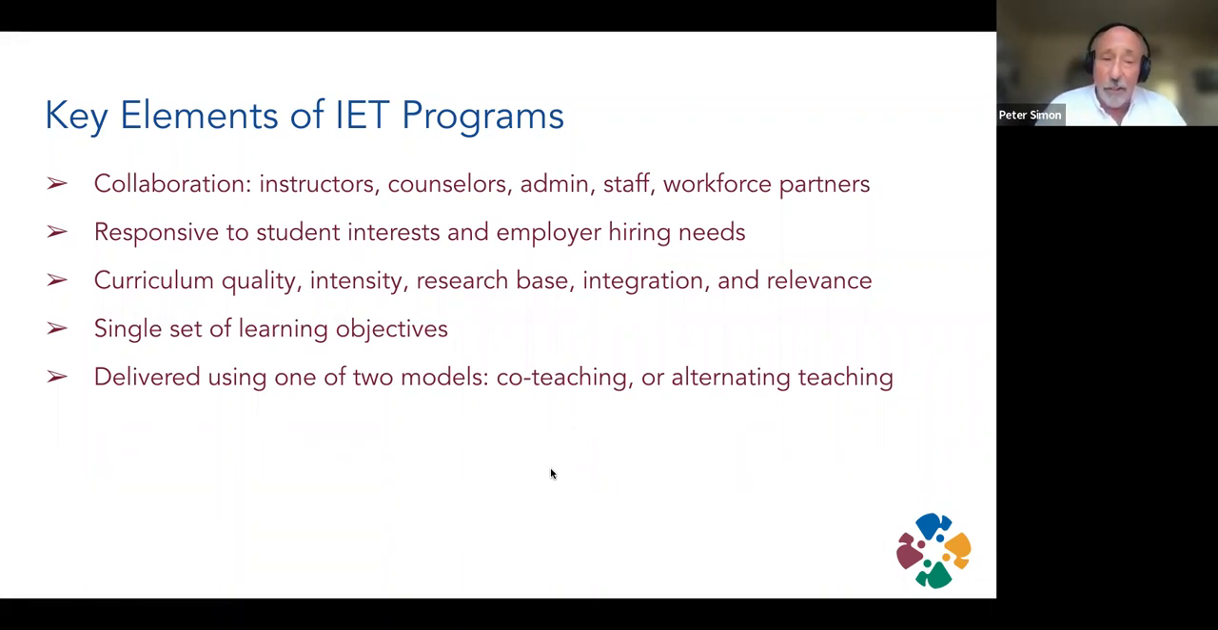And in California, there are really two models of integrated teaching: either co-teaching, or having two teachers in the classroom, or alternating teaching, where you may not be together but sequential or at different times, but the content is integrated.